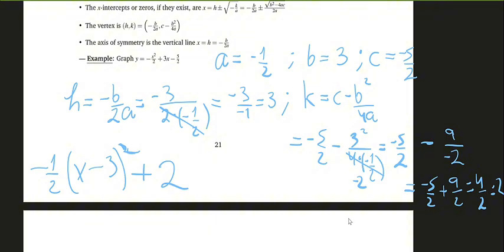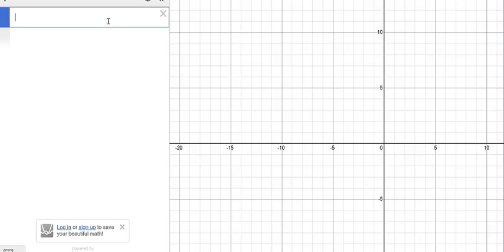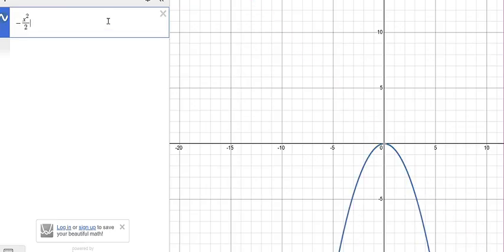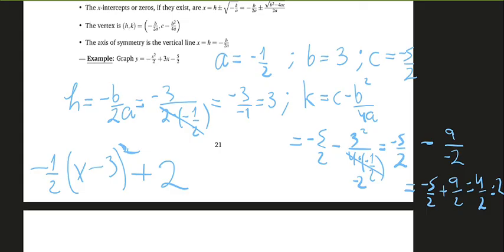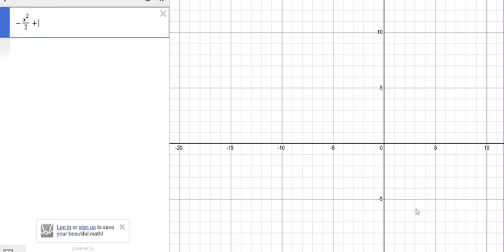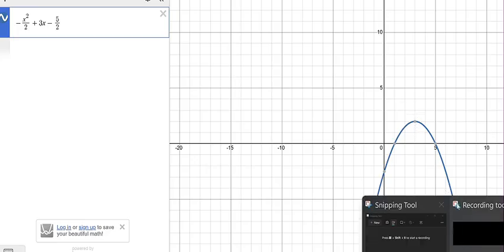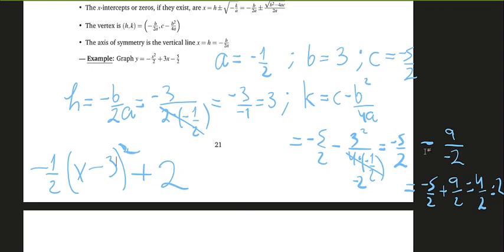If you actually take a look at it, let me fire up Desmos. It's going to be -x squared divided by 2 plus 3x, like this. And as you can see, the vertex is (3, 2). So that indeed checks out. You can also find the roots if you would like, but the point is that the vertex here is actually (3, 2).